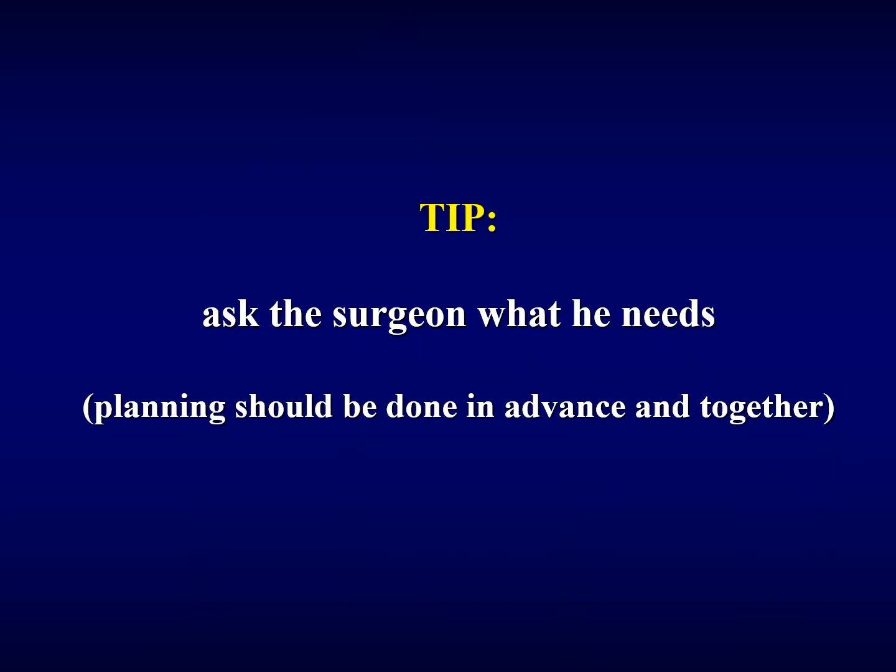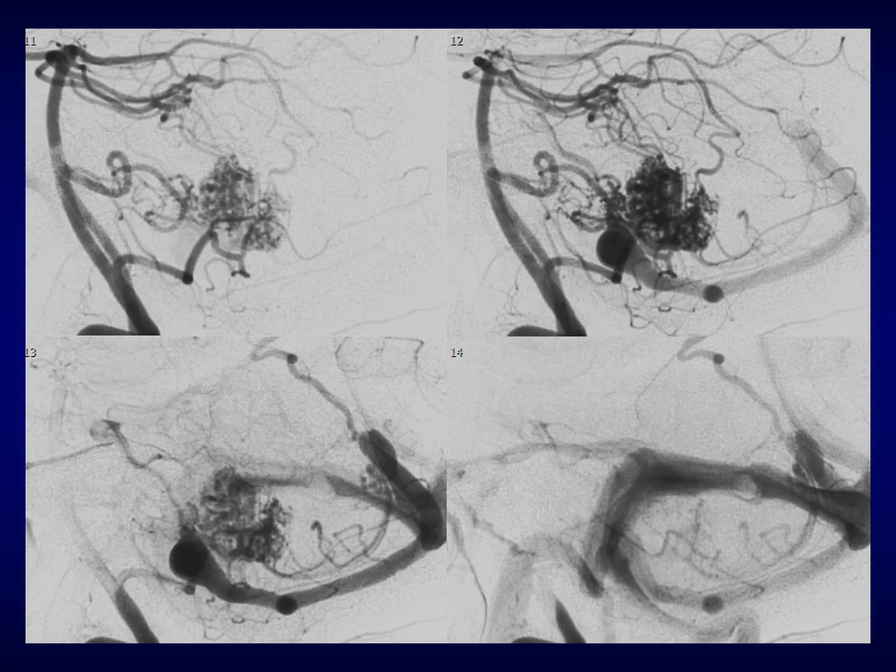The tip here is whenever you have to embolize an AVM, just ask the surgeon what he needs. And this, of course, should be done in advance and, of course, together. In this case of cerebellar AVM, the target of the embolization are the feeders that are located on the opposite side compared to the entrance point of the surgery.